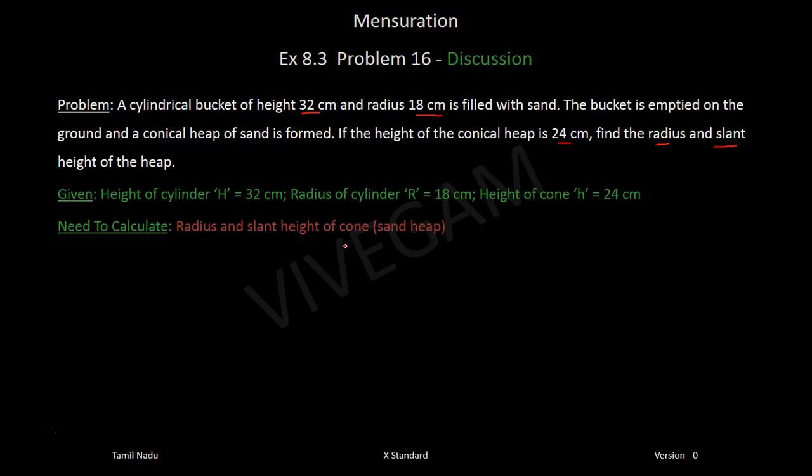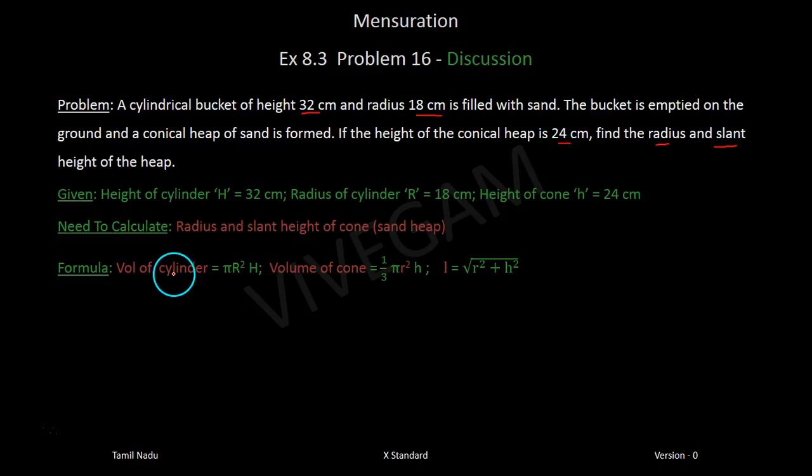So what is the formula? Let's list the formulas. Volume of the cylinder is pi r squared h. Volume of the cone is 1/3 pi r squared h. The slant height is given by the root of r squared plus h squared. Now, r is not known for the cone, so the volume of the cone cannot be calculated. But everything is known for the cylinder, so the volume of the cylinder can be calculated.